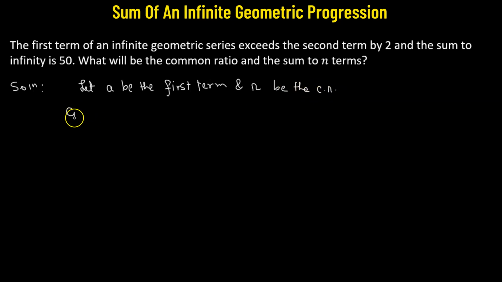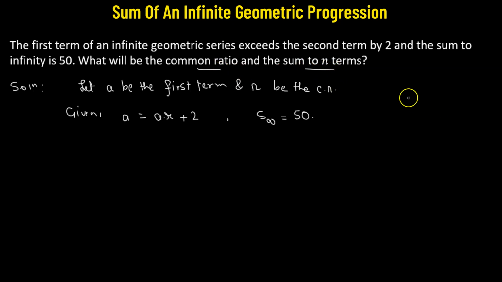Now we are given that the first term exceeds the second term by 2. So our second term will be A times R. That means A equals AR plus 2, and the sum to infinity is given by 50. So we need to find the value of the common ratio R and the sum to n terms.